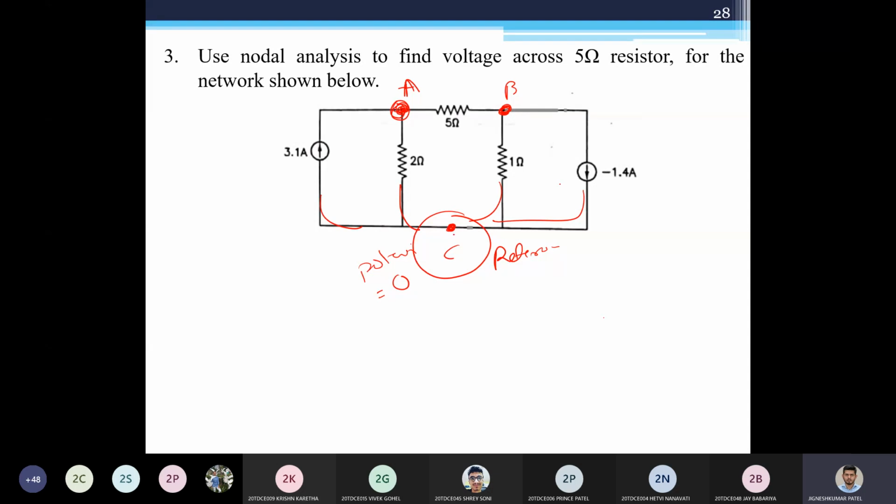But why is this node required? Sorry. Yeah, does anyone have any doubt?